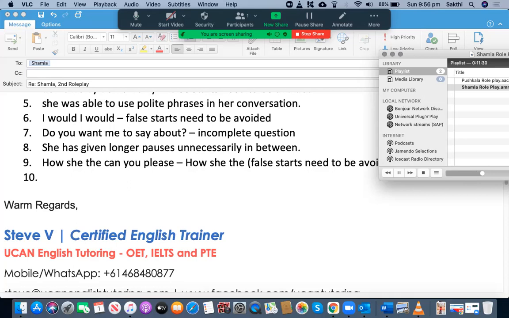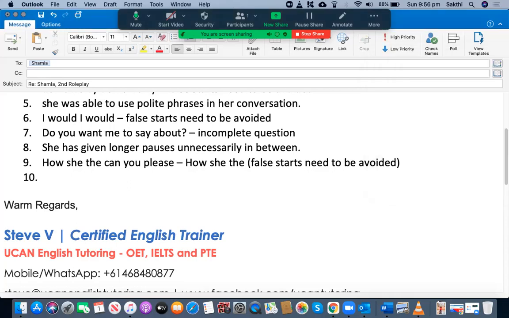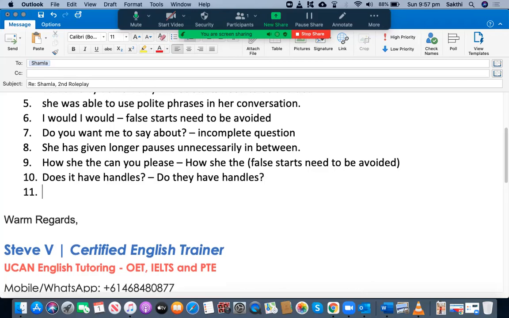Okay. What about the door knobs? Does it have a handle? Okay, what about the door knobs? Okay, so you said door knobs, and then does it have handle? All right, does it have handles? This is wrong. The reason is that you have used the plural noun previously, so you should have used the plural verbs only. So do they have handles? Okay, that is the best way of asking the questions.